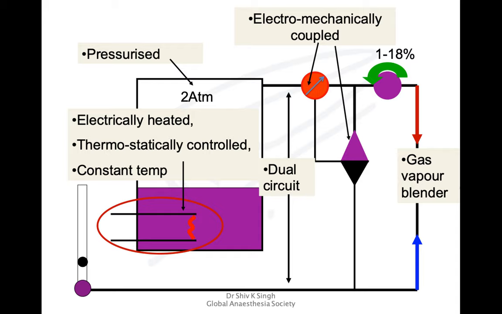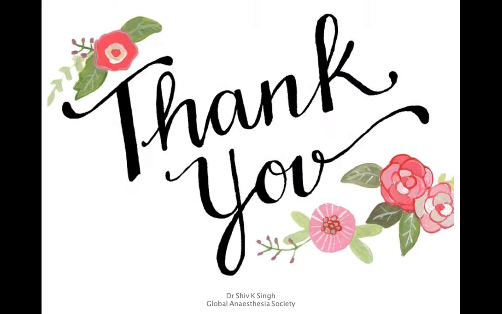So this is actually a gas vapor blender, where the vapor is blended with the fresh gas flows. For 2%, for example, if your flows are only 100 mls, you just need 2 mls. But if you increase the flows to a liter, then you need 20 mls coming out from the vaporizer. So this is a gas vapor blender. This is not an injector like I was talking about before. Injectors are a totally different group of vaporizers.